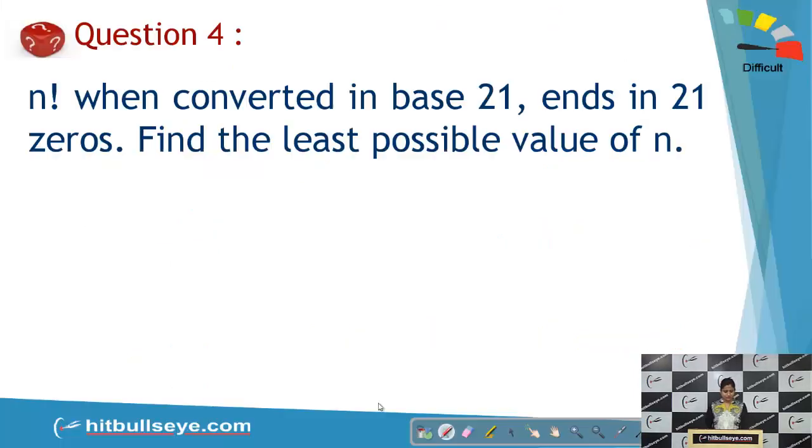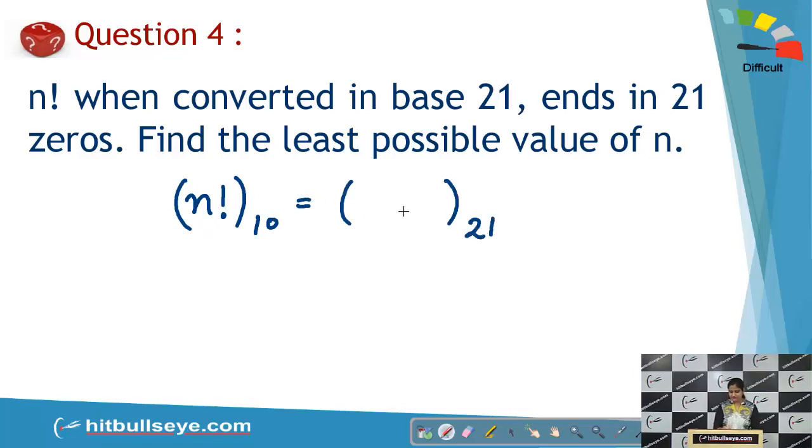Now the next question, question number 4. N factorial, where n factorial is given in base 10, when converted to base 21, ends in zeros, and the number of zeros is 21. Find the least possible value of n. This is my question.